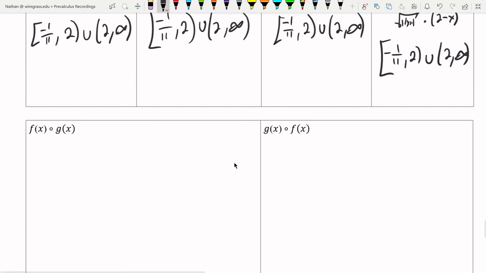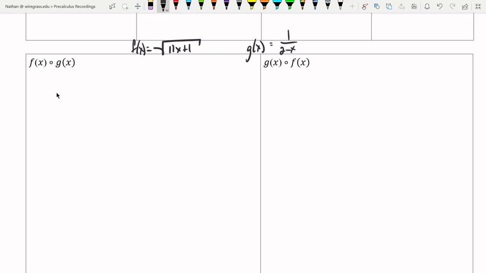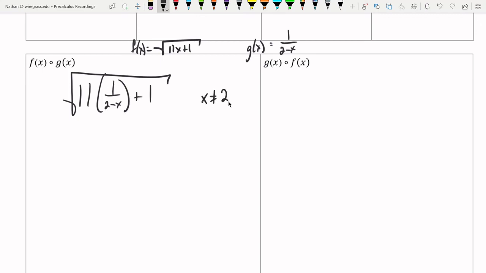Okay, now let's look at the composition. Let's go ahead and compose these two functions. g of x is going to be plugged into f of x, so we're going to get 11 times 1 over 2 minus x, plus 1, and the square root of that. And we're asking, when does the inside give us a negative number? Well, we also have a fraction here, so we know x cannot equal 2.